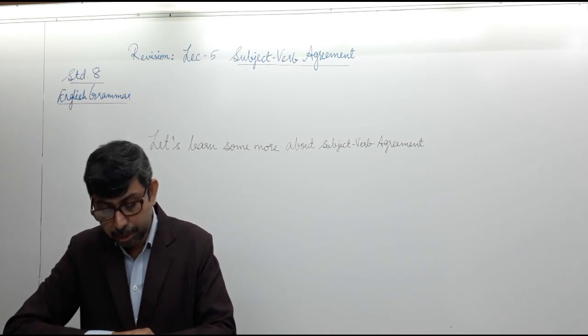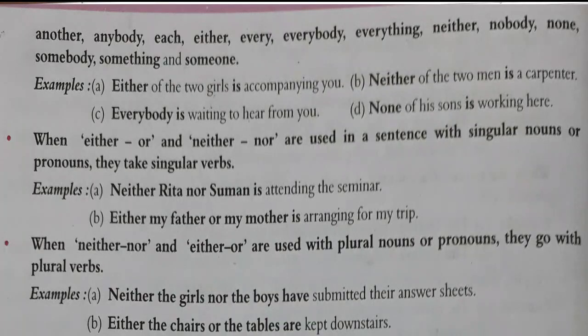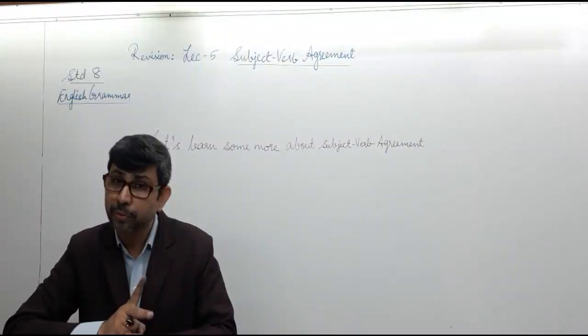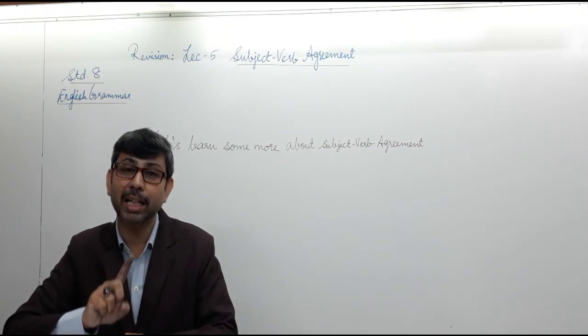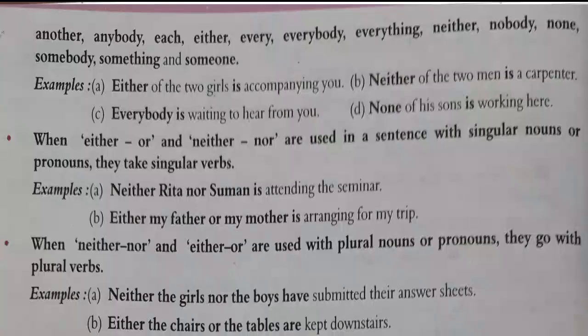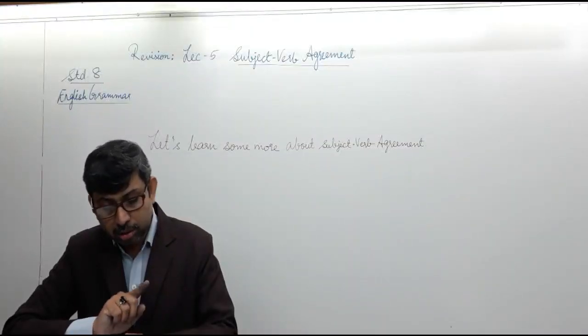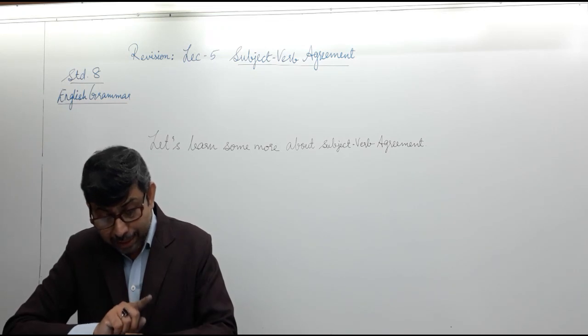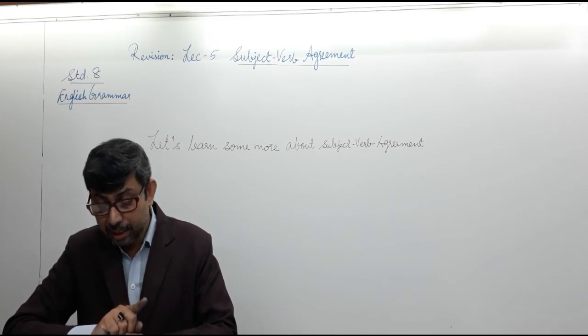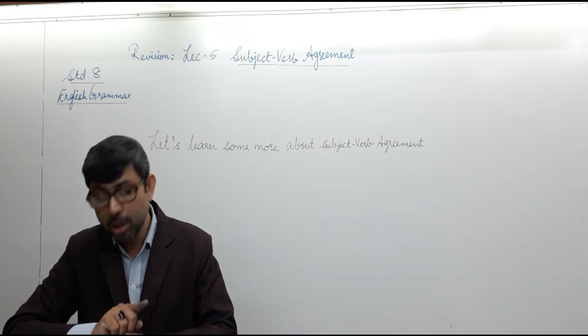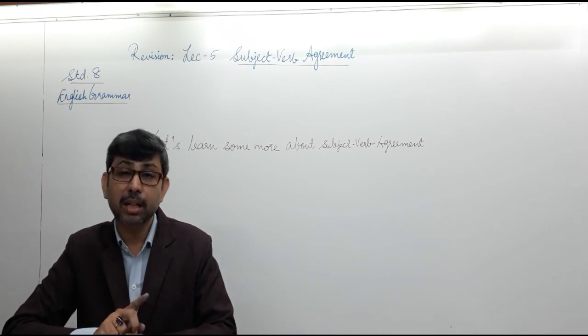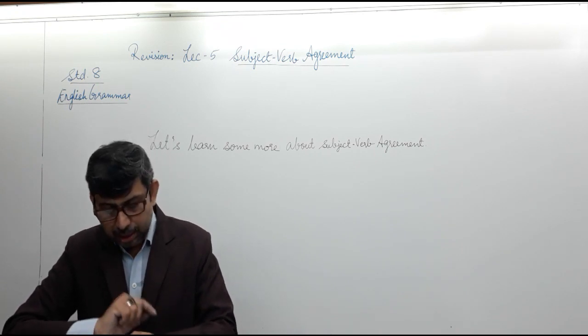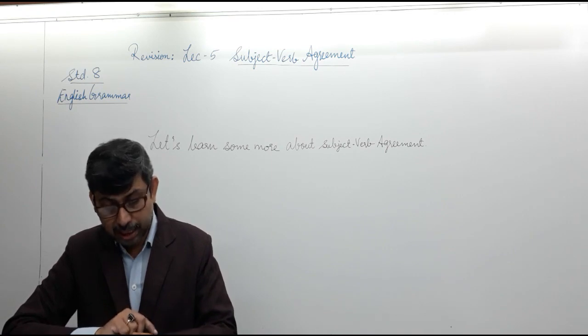Similarly, the next example, either my father or my mother. Are we saying both of them? No, we are not saying both of them. We are saying either, any one of them. So either my father or my mother is arranging for my. So what happened over here? The words either or and neither nor in a sentence have used a singular noun, and hence they will take a singular verb. Let us see in the next part of the understanding.